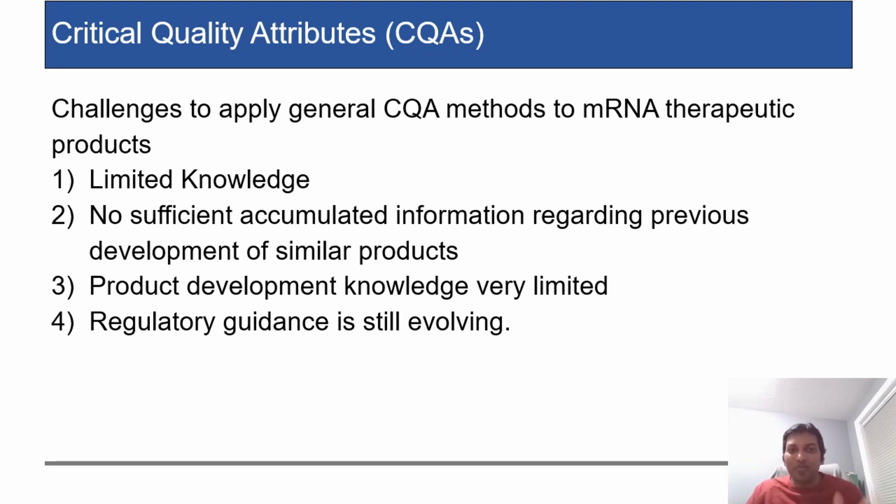Product development knowledge is limited. We know how to manufacture it, but once it's manufactured, how it is really going to work, or how to develop it into a complete final product, is still limited. People are still trying to understand all the other critical quality attributes which can be attributed to this product. And regulatory guidance is still evolving. That's another important point. As we go forward, regulations will come and provide more clarity on how to look at these particles.